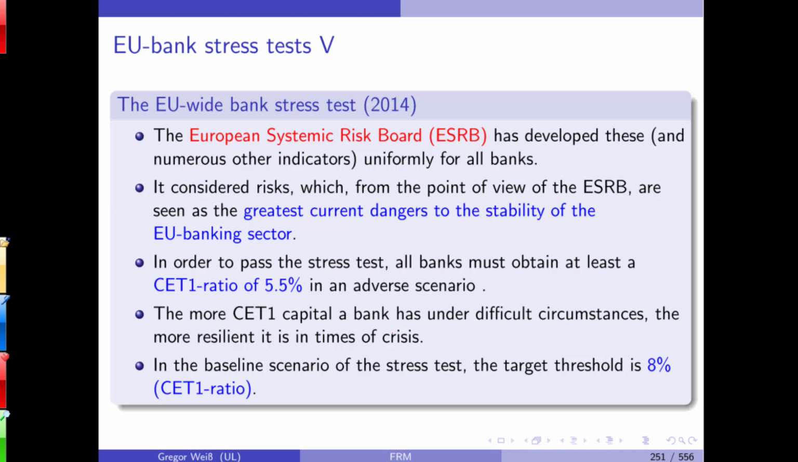Then the European Systemic Risk Board developed these indicators for all banks. They said that in order to pass the stress test, you need to show a CET1 ratio of at least 5.5% in the adverse scenario. And in the baseline scenario, the threshold is 8%. That was the target to pass the stress test.